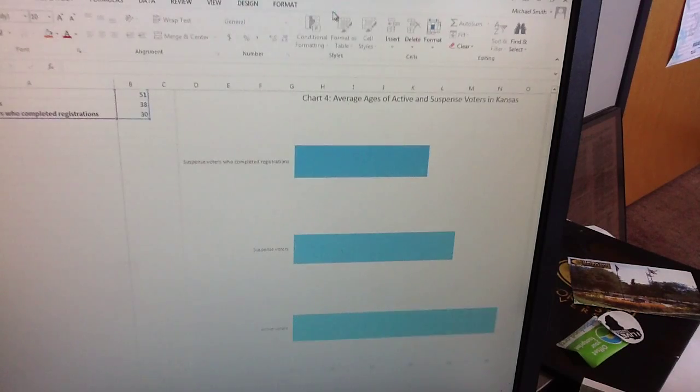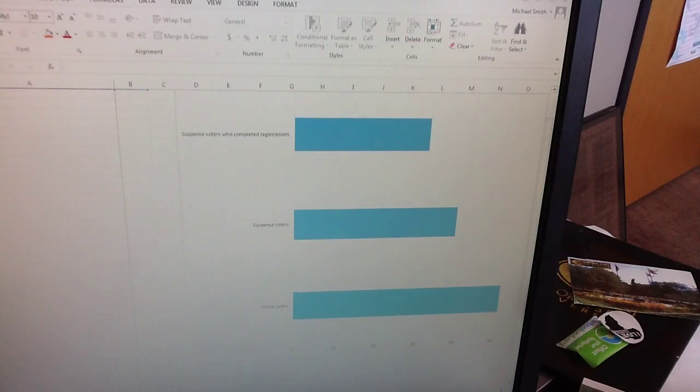And let's make it full screen. And there you have it. Big, big differences on the average age. Among active voters, which is our bar over here on the bottom, the average age of voters is 51 years old. This is the average age of active voters on the registration list.